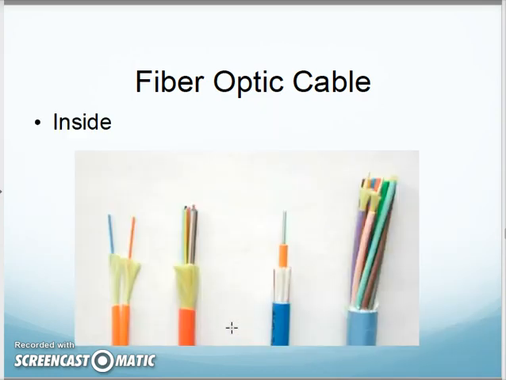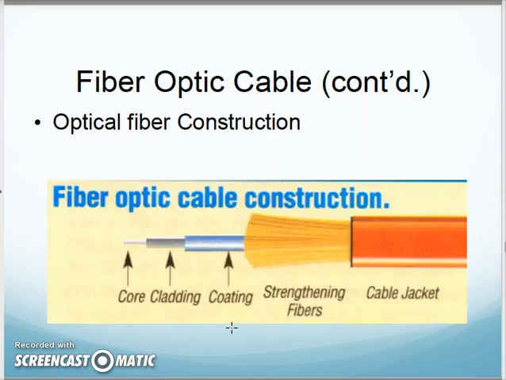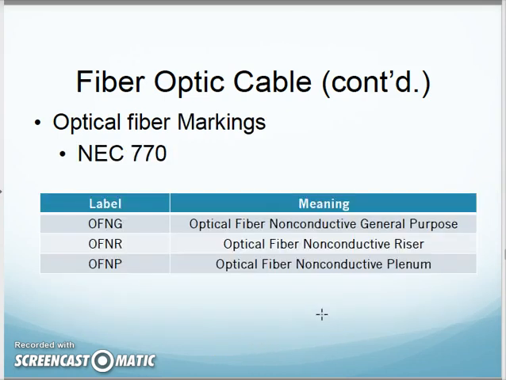Okay. As I move inside, I have a couple different types of fiber that I might run into. This is one picture that kind of shows them all, but let's take a look at each one. Here's our fiber optic cable itself. I put the picture back in here to remind you of the construction of it: the core, cladding, strength fibers, cable jacket. And they also remind you here about the labels on the outside. Well, this should be a good review of what we mentioned before.